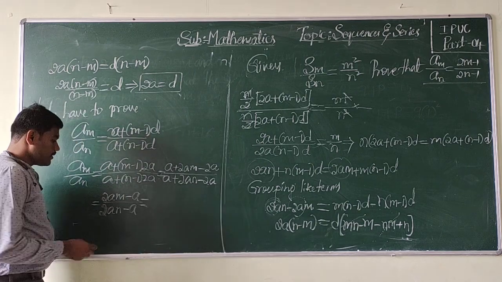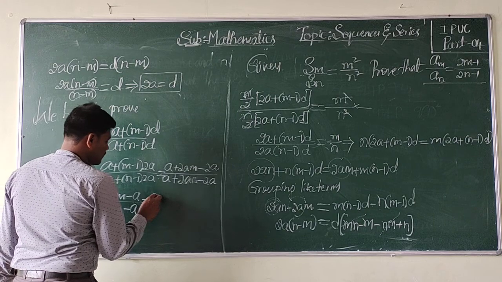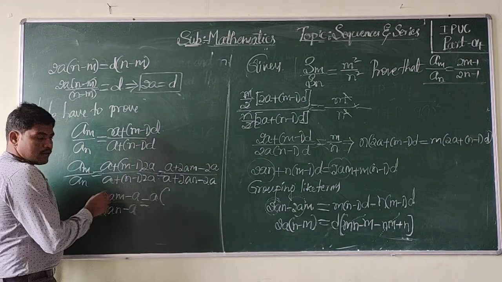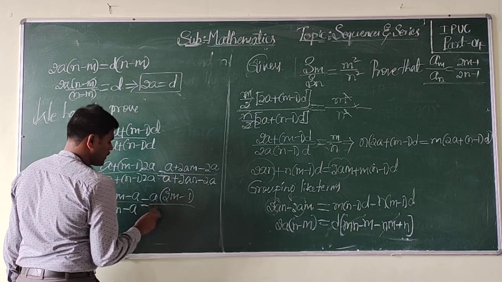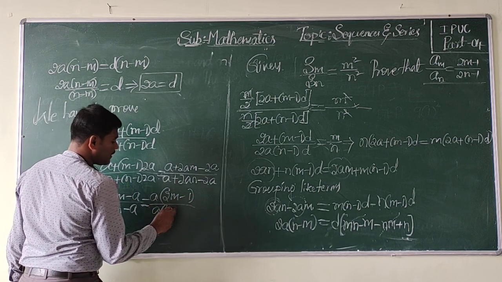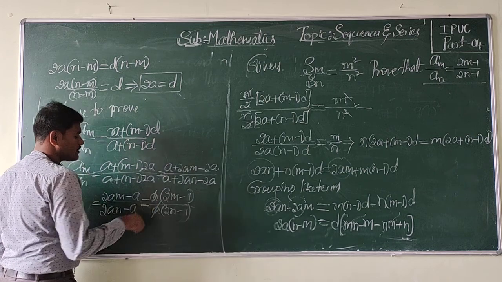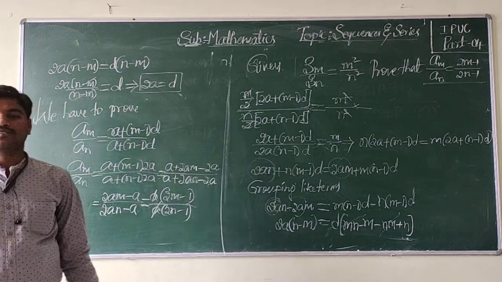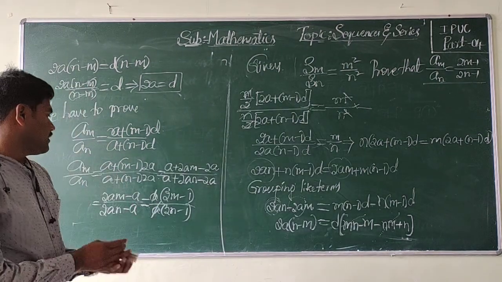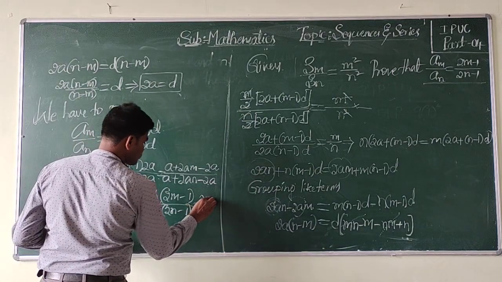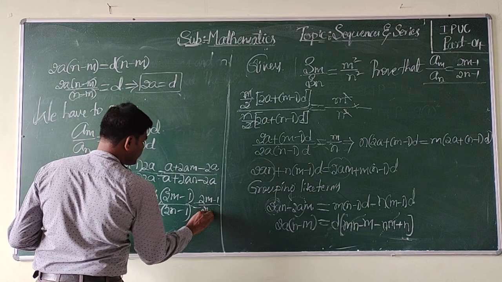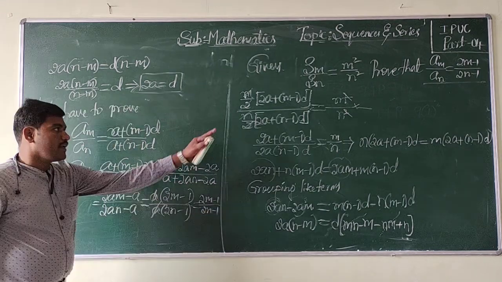Now a is common, take it outside. I am taking a outside here. Numerator terms are 2m minus 1. The denominator also 2n minus 1, and a cancels out. That is common in numerator and denominator. So that becomes 2m minus 1 upon 2n minus 1. That is the required term.